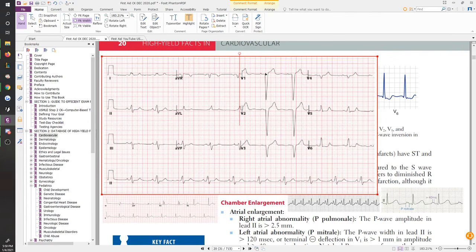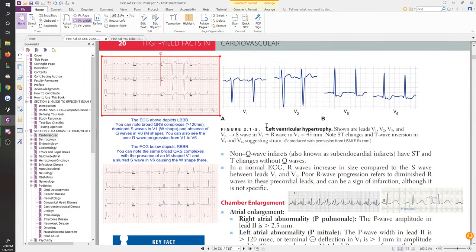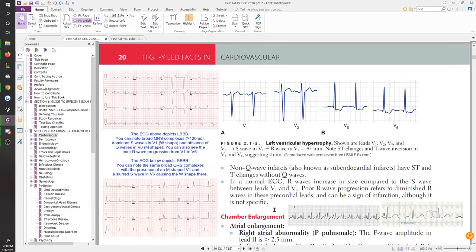And I don't see an R in... I don't see an M in V1. So I'm going to suspect this is a left bundle branch block. If you have a left bundle branch block, then the right side of the heart is going to work a lot stronger than the left side, right? So you would also suspect some level of right axis deviation.